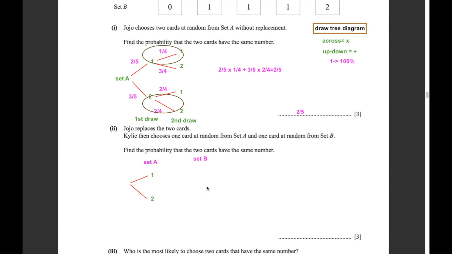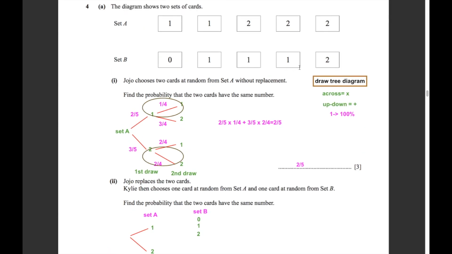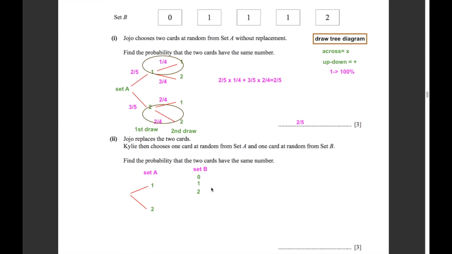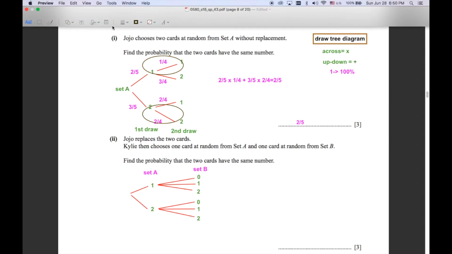So what is our option from set B? Right here we have a 0, 1, or a 2. So we have 3 options. So you have the option of getting a 0, a 1, or a 2. And you're going to repeat again, because even if you got a 2 from set A, it's not going to affect any of the cards in set B. Okay, so now that we have our tree diagram, let's just put in the values.